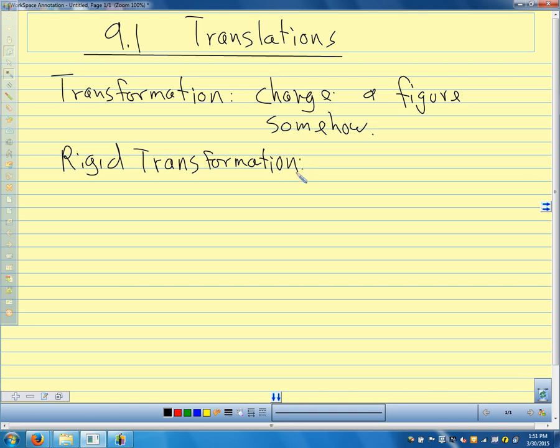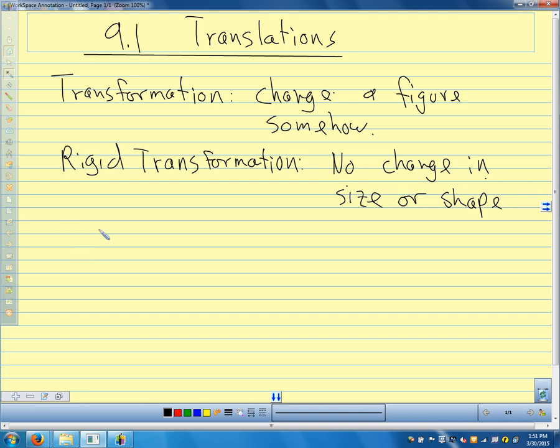What would you guess we mean when we talk about a rigid transformation? What do you mean when we say something's rigid? Rough, stiff. Rigid means stiff, firm. So a rigid transformation is a transformation that doesn't change the size or shape. So we're not stretching or bending our shape at all.